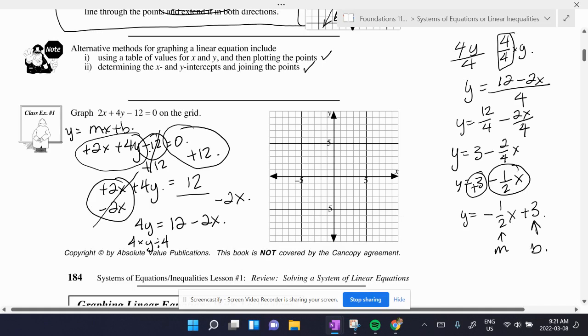All righty. So now that we have m and b, what is b? 3. It is 3. What is it? Our y-intercept. What is m? Slope. Okay, so we're going to start with b. Y-intercept is 3. 1, 2, 3, right here.